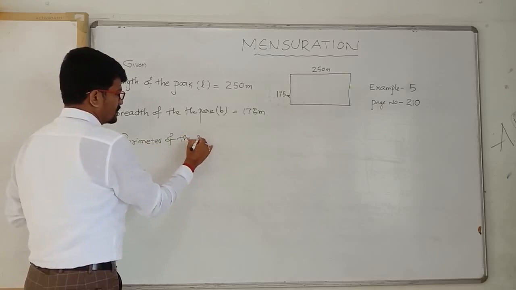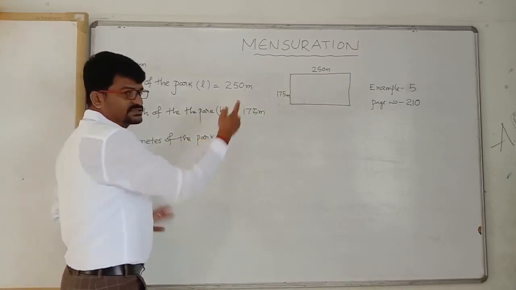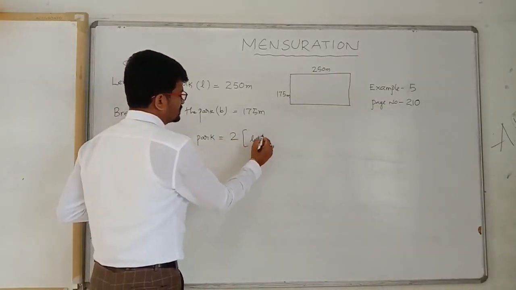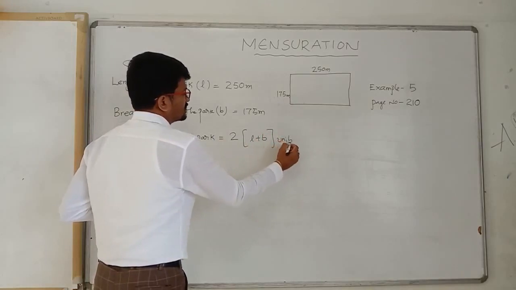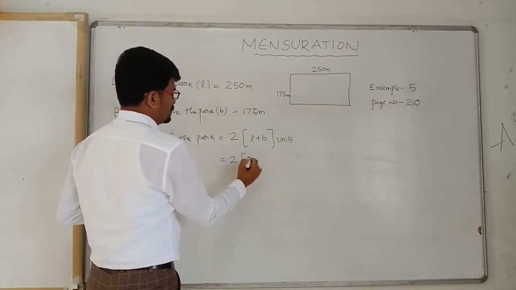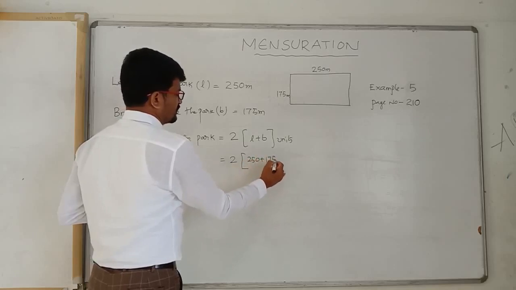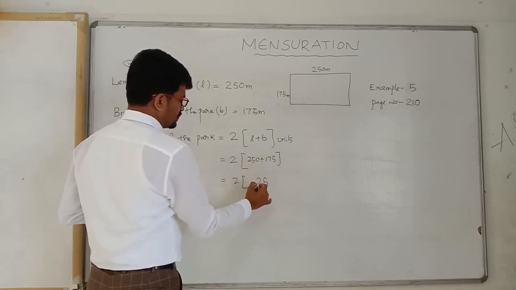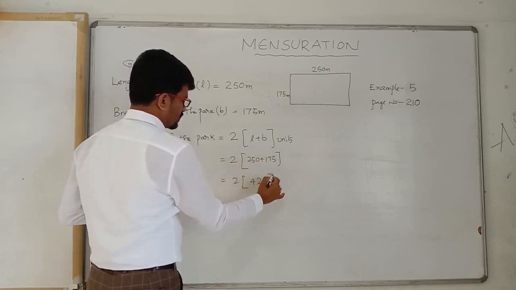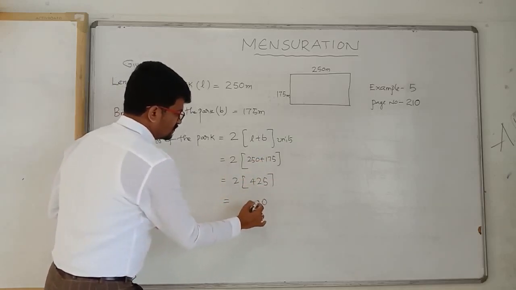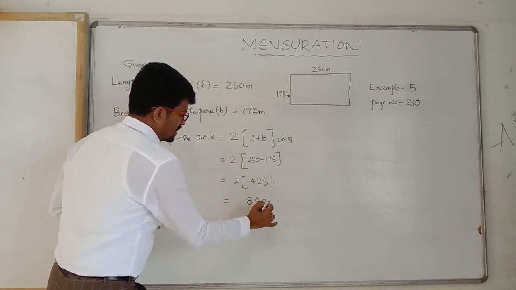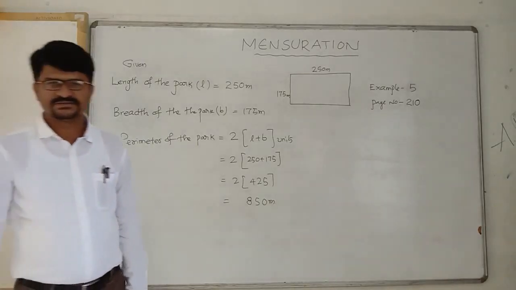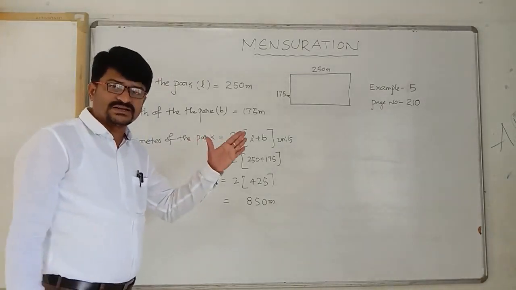Therefore, perimeter of the park. It's a rectangle, right? What is the formula for perimeter of a rectangle? 2 into (L plus B) units. That implies 2 into (250 plus 175). That implies 2 into 425, that implies 850 meters. What is the perimeter of the rectangle? 850 meters. Okay, but we need to find the cost of the fencing now.